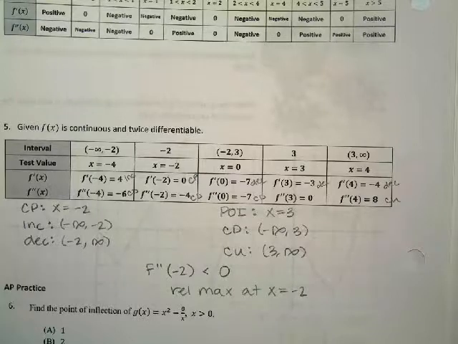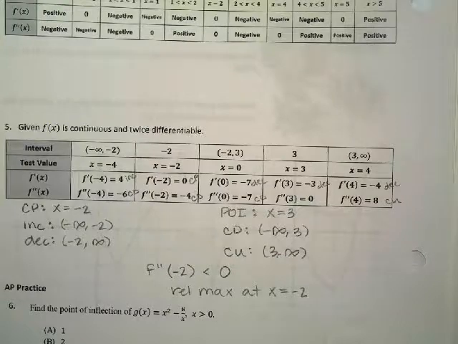Realize that if you're concave up or concave down, you can ask it. It's a real pumpkin.